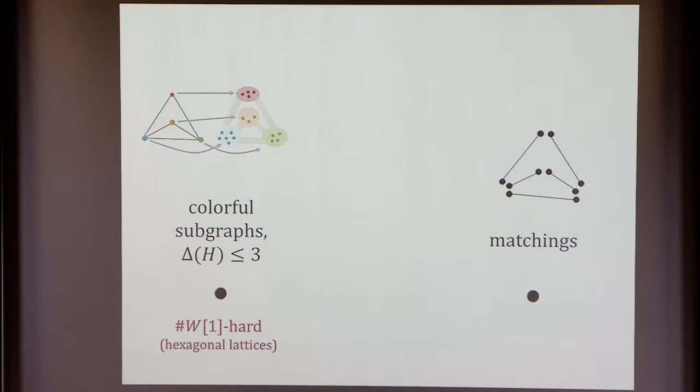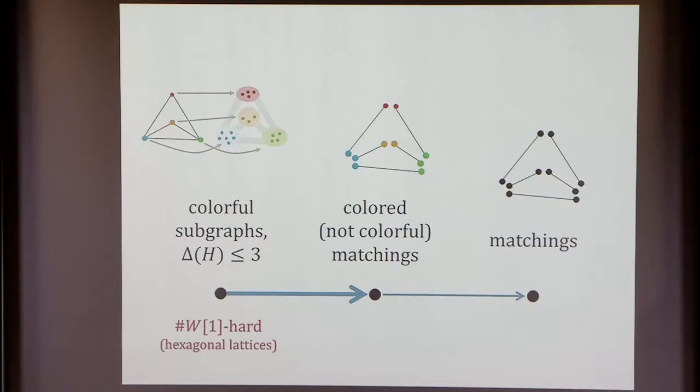Then we reduce this colorful subgraph counting problem to counting colored matchings, which are not necessarily colorful. Actually, colorful matchings are easy. And from these colored matchings, we go to uncolored matchings, again by this inclusion-exclusion principle, which we also use to go from the colorful subgraph problem to the uncolored one, and which I didn't mention. But yeah, it's the same technique.